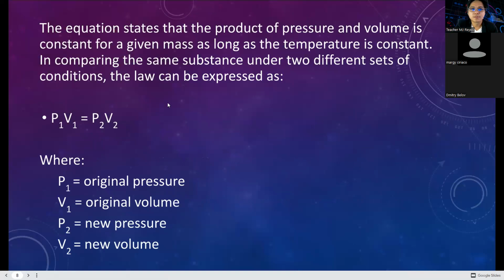The equation states that the product of pressure and volume is constant for a given mass as long as the temperature is constant. In comparing a substance under two different sets of conditions, the law can be expressed as P1 times V1 equals P2 times V2, where P1 is the original pressure, V1 is the original volume, P2 is the new pressure, and V2 is the new volume.